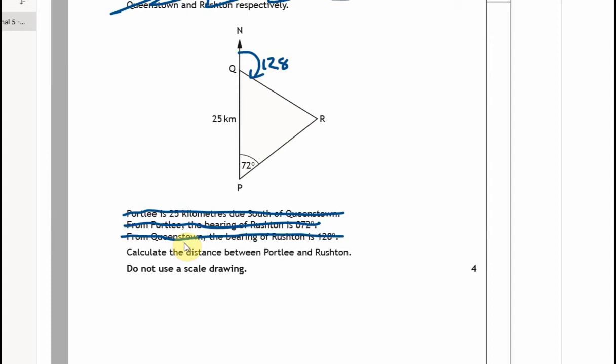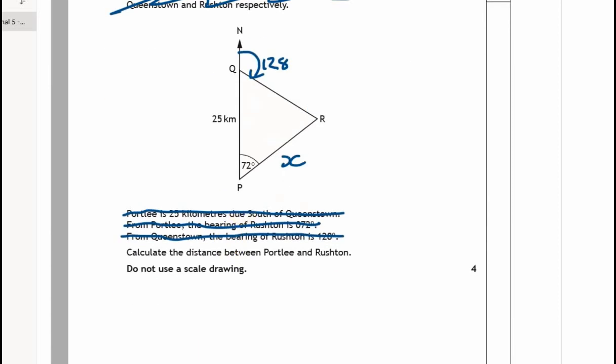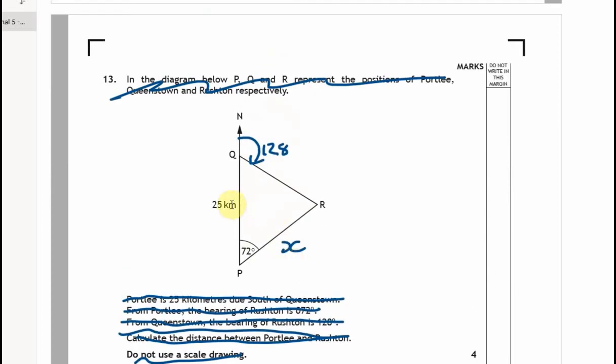Calculate the distance between P and R. So P, so X. Okay. So 4 marks. Interesting. Do not scale, that's fine. So we're just going to be using an equation. So we're trying to find X. We know one length and we know one angle. Now, if we knew another length, we could be using the cosine rule, but I don't think we can work out another length. However, we've been given an angle.